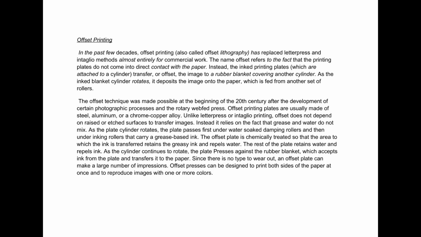The rest of the plate retains water and repels ink. As the cylinder continues to rotate, the plate passes against a rubber blanket, which accepts ink from the plate and transfers it to the paper. Since there is no friction to wear it out, an offset plate can make a large number of impressions. Offset presses can be designed to print both sides of the paper at once or to reproduce images with one or more colors.